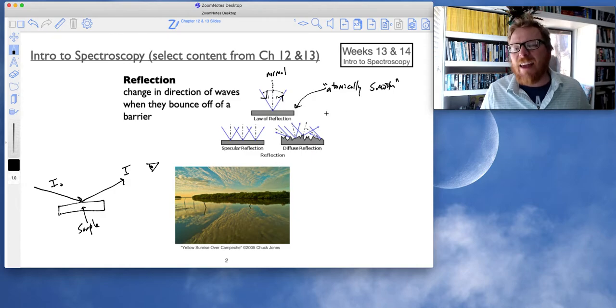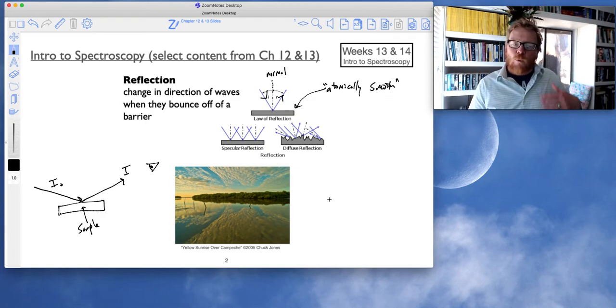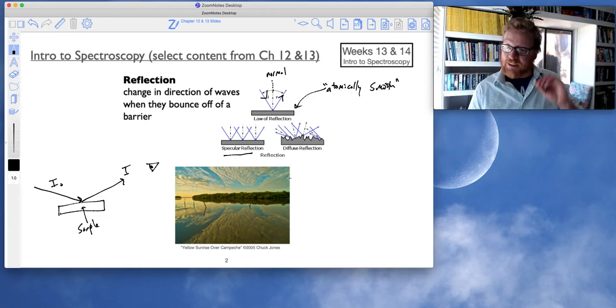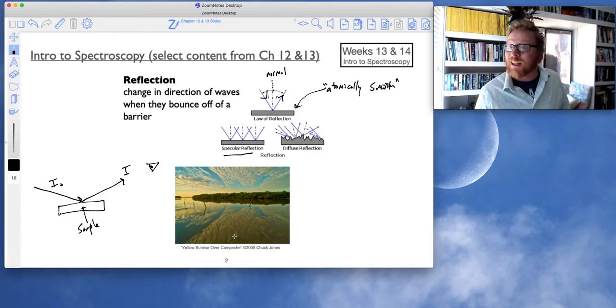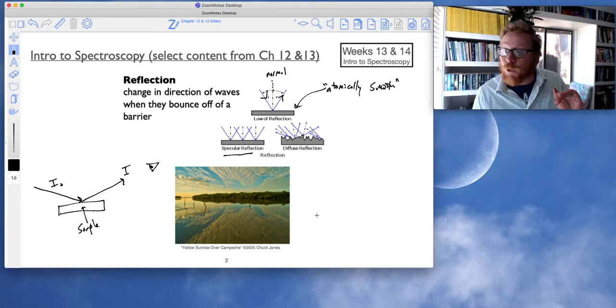And even though there's no such thing as an atomically smooth surface, we can still get some really nice, what we call specular reflection, right? That's this perfect angle of incidence matches angle of reflection. Even a non-atomically smooth surface, like a mirror or an optic, will still give us some very reasonable specular reflection, okay? So for example, here's a picture of a lake. That is definitely not atomically smooth, right? But we can see this beautiful mirror reflection.